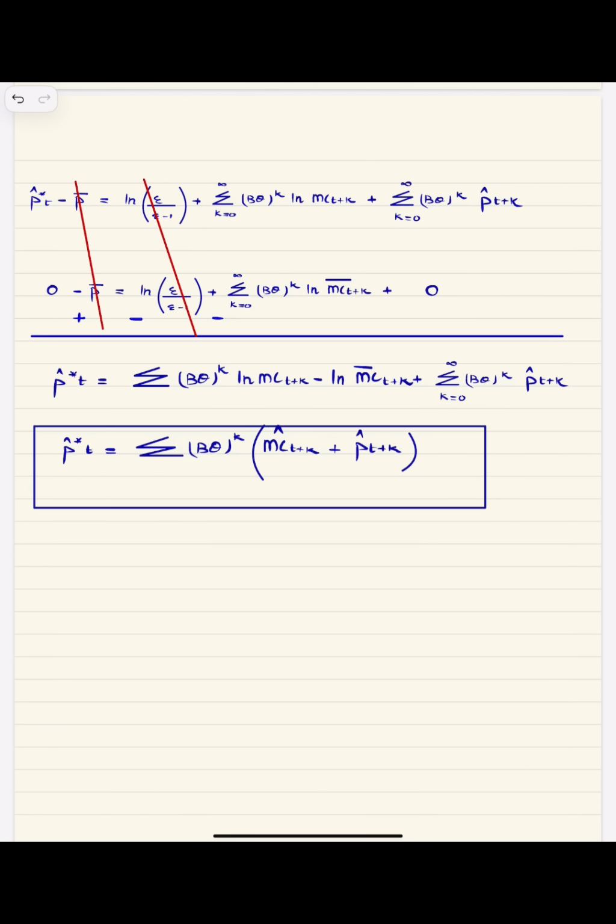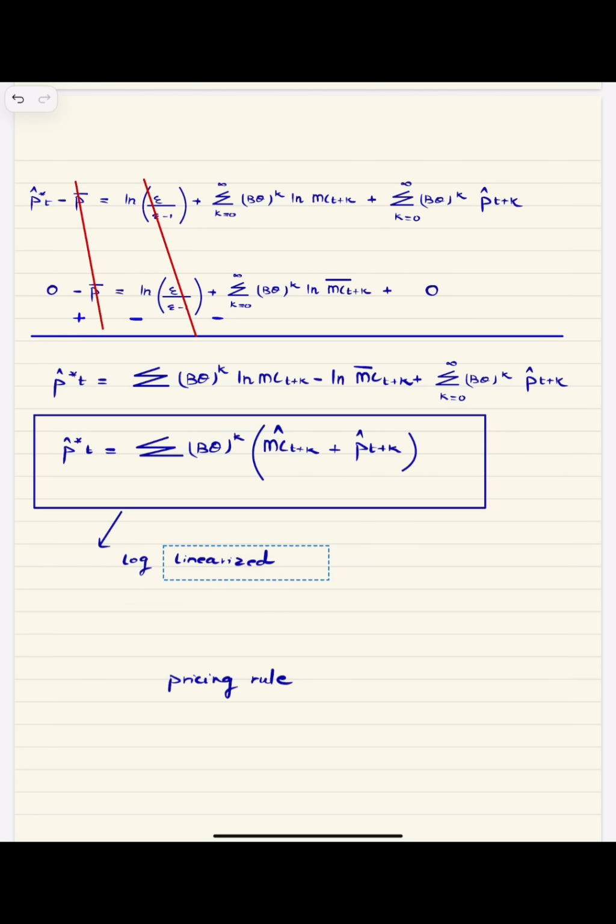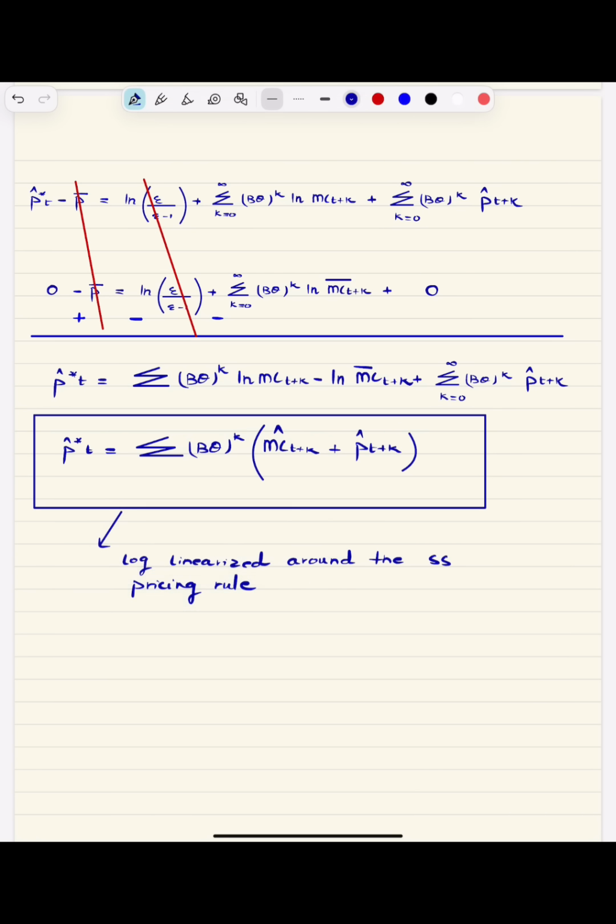This is the linearized, let me write it down actually. So we've made it this far, which is a big deal. This is the linearized version of the pricing rule. And remember, it's actually log linearized around the steady state, okay? And it is the pricing rule, and this is what we're going to use in the derivation of the Phillips curve. Now I would like for you to take a 5 minutes break again.